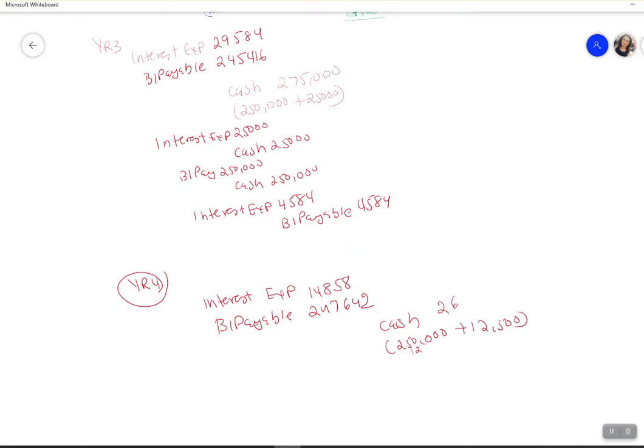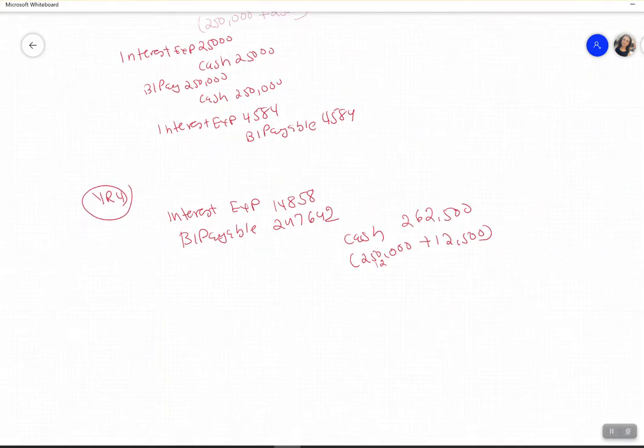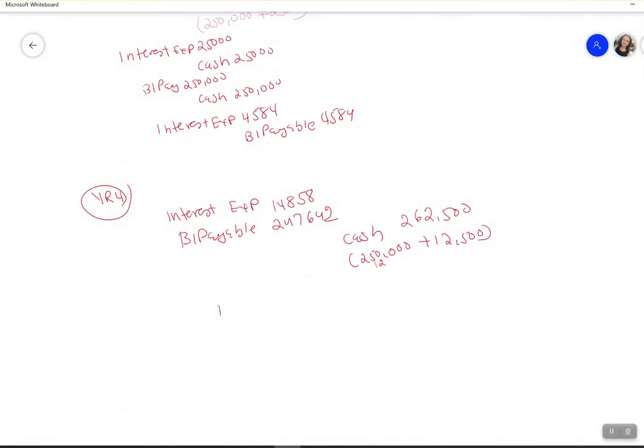That's my cash payment for the next one, and it comes to be 262,500. Or we can do multiple entries. We have an interest expense, we have a cash, we have a bond payable, and we have a cash. And then what we have is interest expense and a bond payable. We know this is an installment payment, and this is our last installment payment.